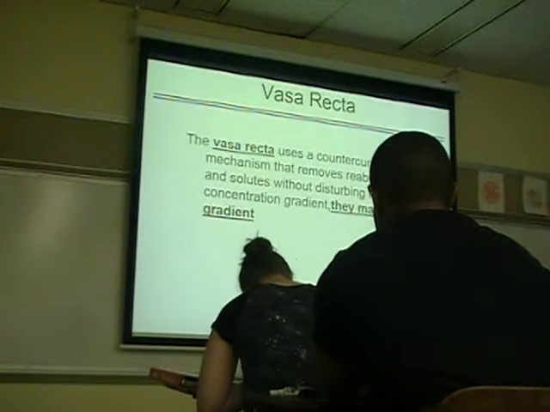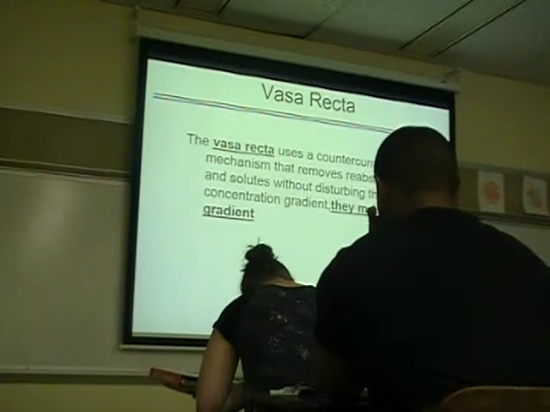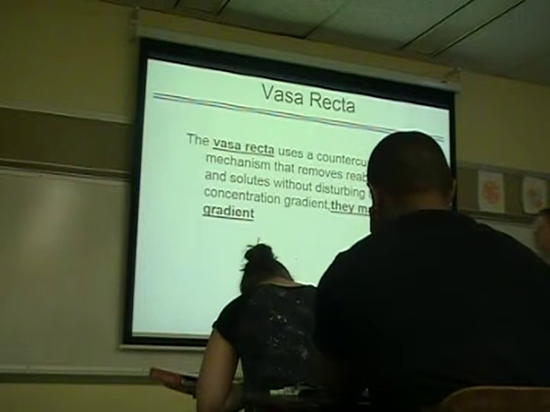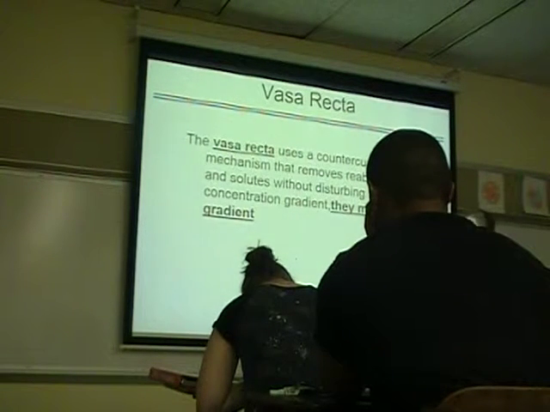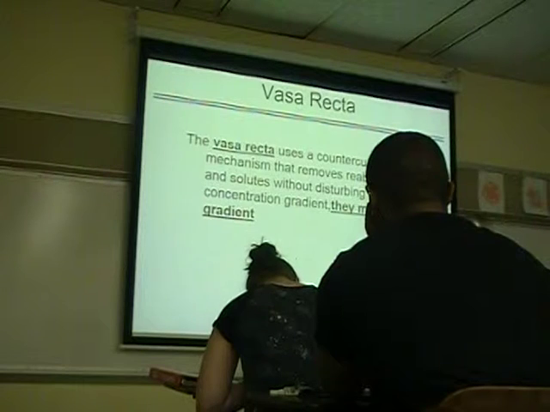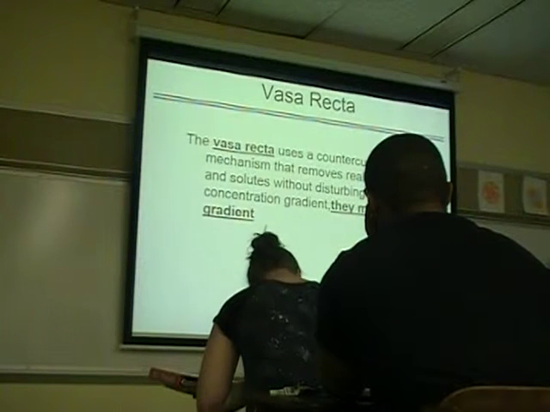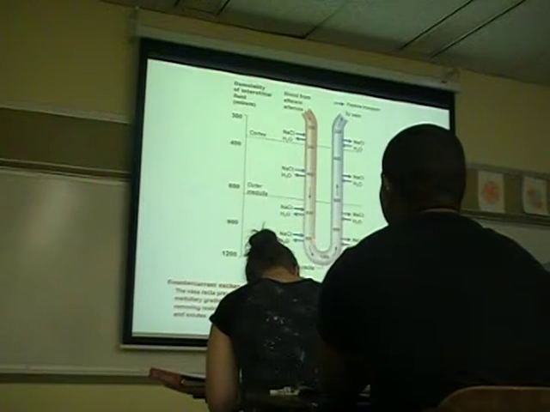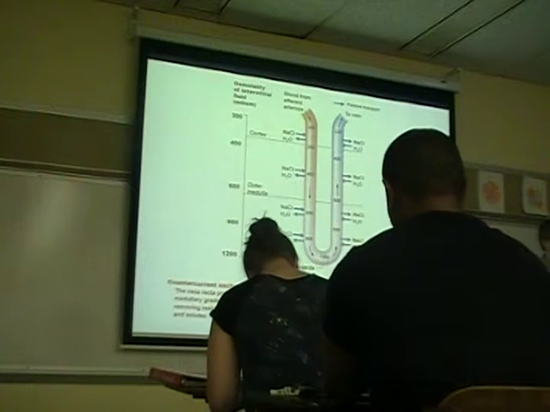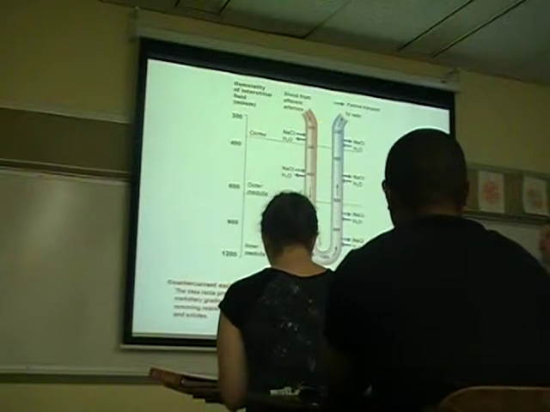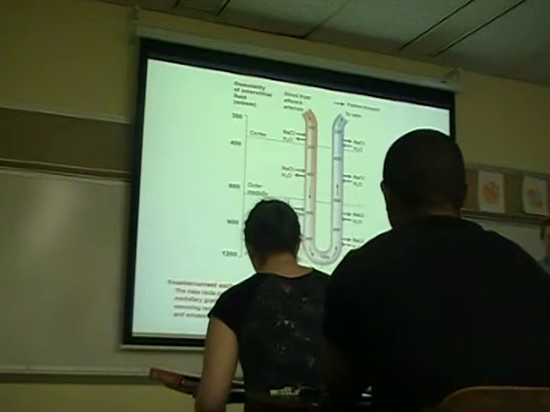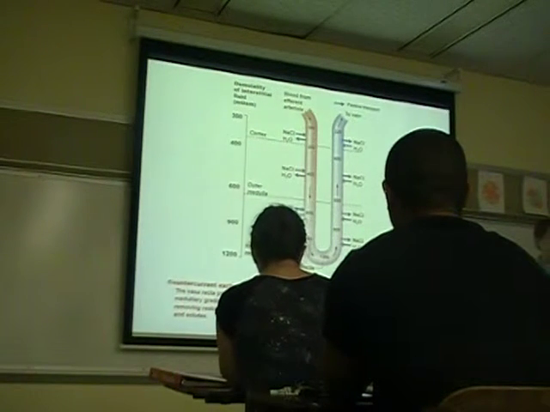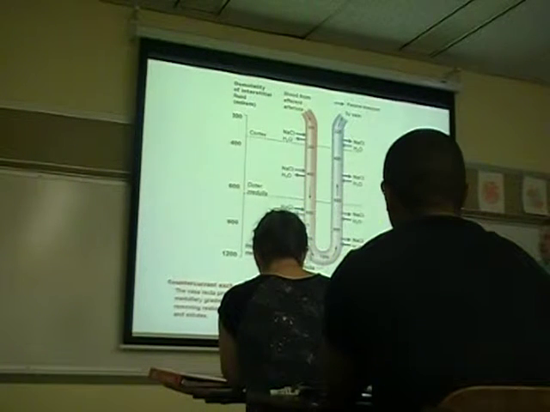So the vasa recta is a countercurrent mechanism that removes reabsorbed water and solutes without disturbing the medullary concentration gradient. They maintain the gradient. So as we have these blood vessels again going down, just like this, here they are, this is our vasa recta, going down like this. Okay? Now remember that they too, because of their orientation, they too are exposed to what? The gradient that's in the interstitium of the medulla. These blood vessels, these capillaries are exposed to that.